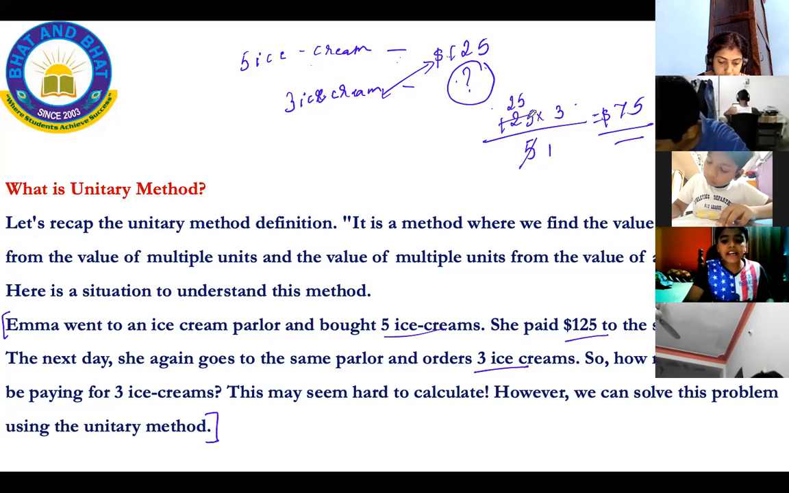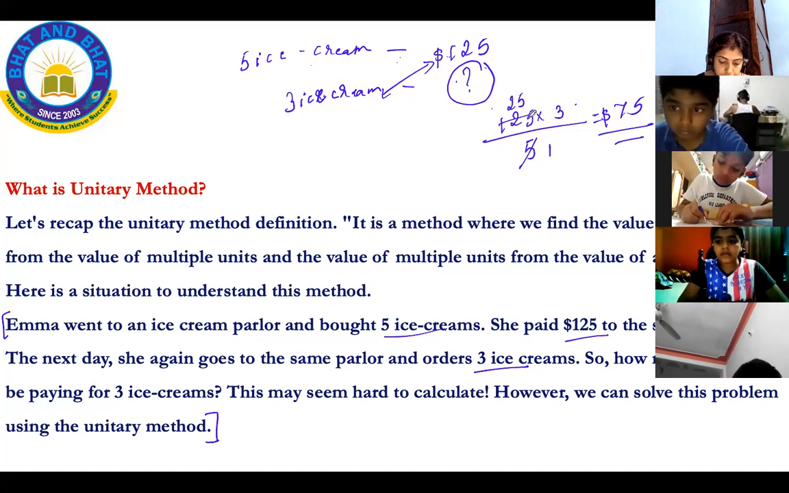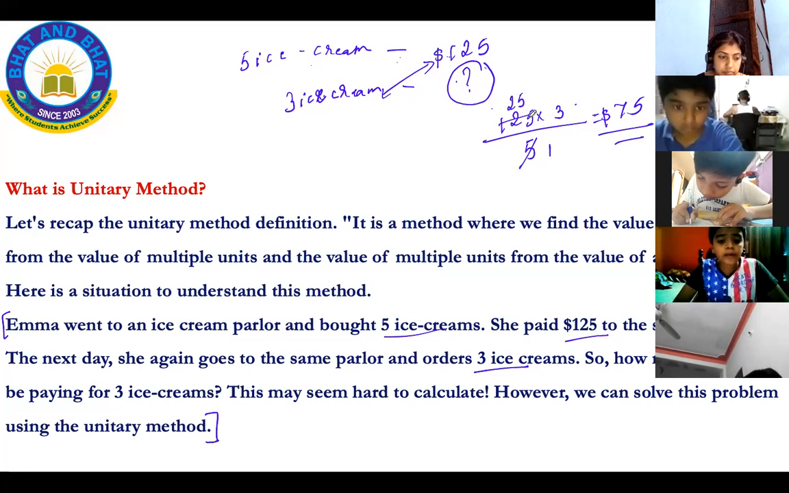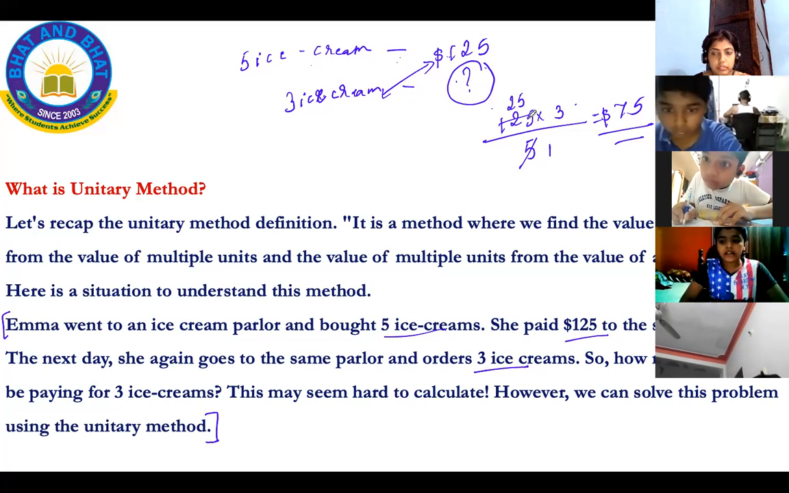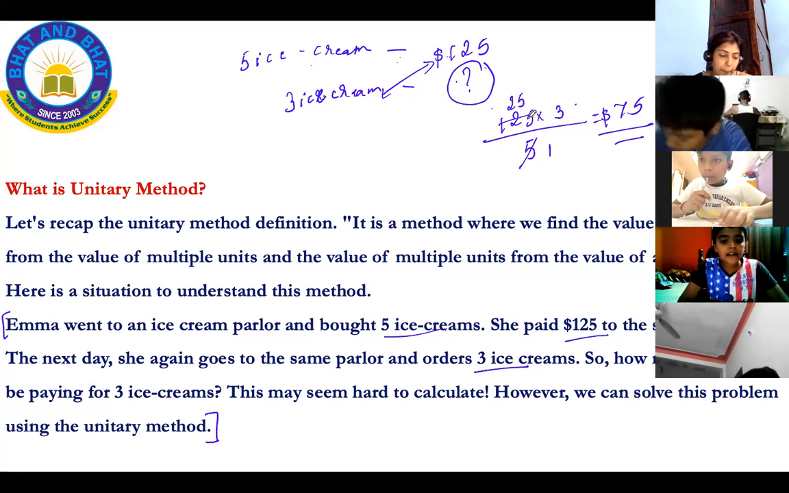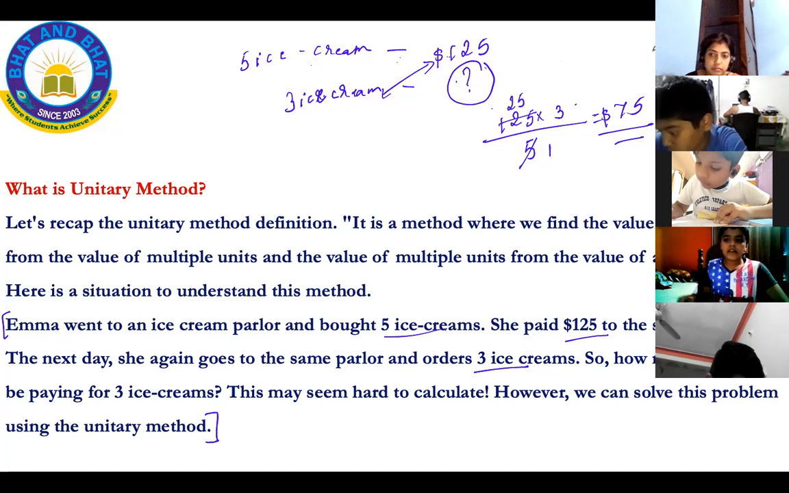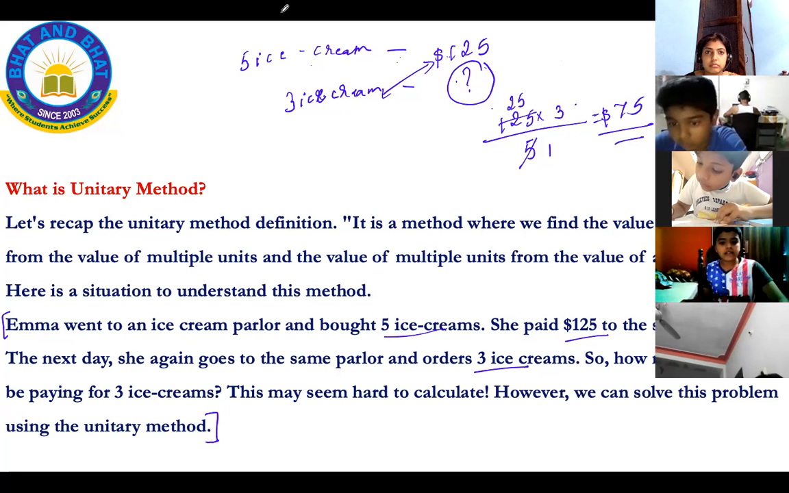Excuse me, ma'am. How did 75 come, ma'am? What is in the numerator? 125. Do you have 125 there? No, ma'am. 25 is there when you cancel it. So what is there in the numerator? Only 25. Yes, ma'am. 25 and 3 are there. So what is there between those two? You should multiply. Then do it and see. 25 times 3 is 75. Okay, ma'am. Got it. Understood.